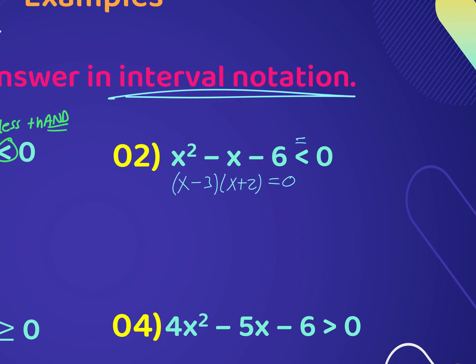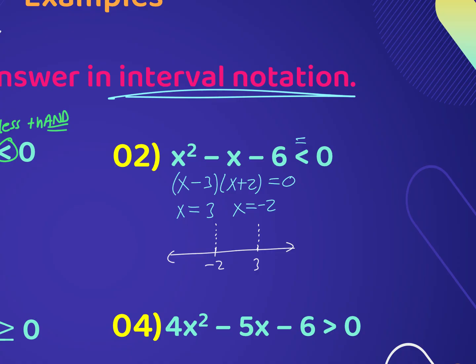All right, and then I get two answers, x equals 3 and x equals -2. Then I can use these numbers to plot on a number line and test points, right? So I'm going to have a -2 right here, a 3 right here, and keep in mind this is going to split up our number line into 3 different parts.